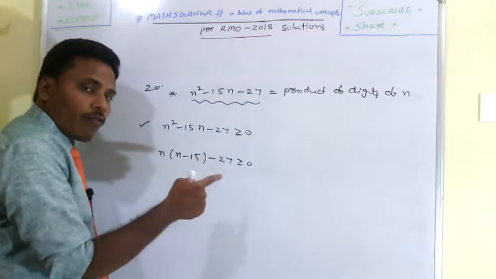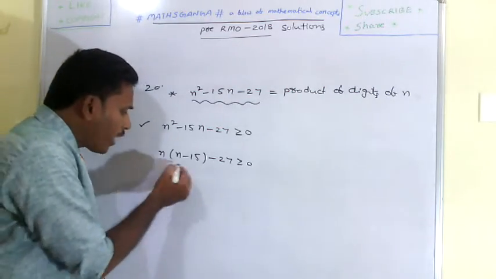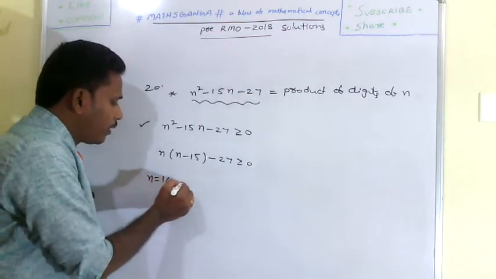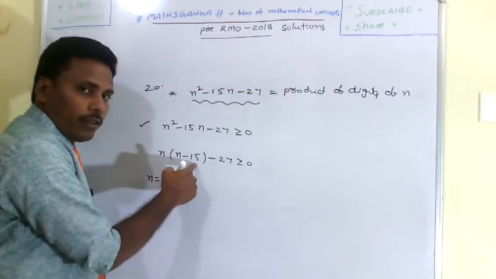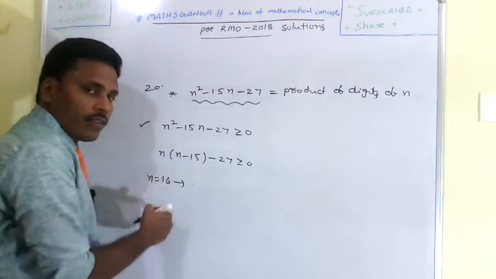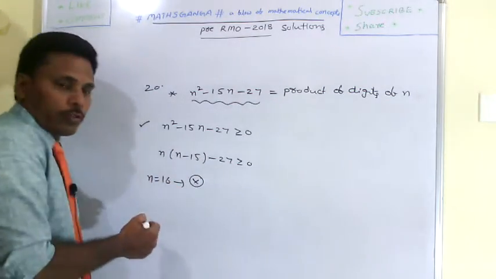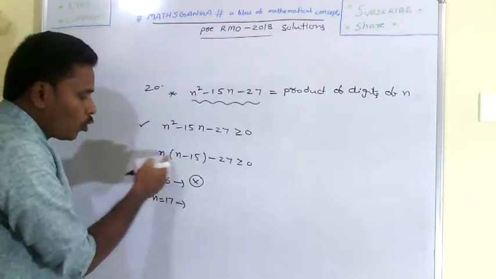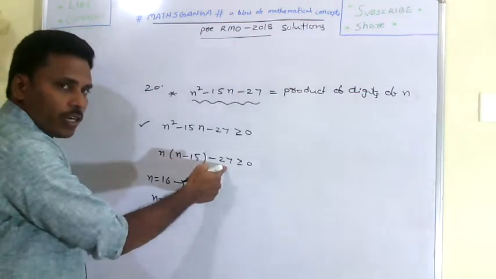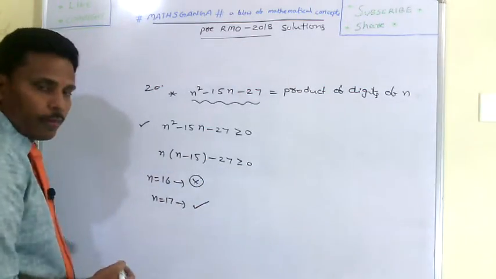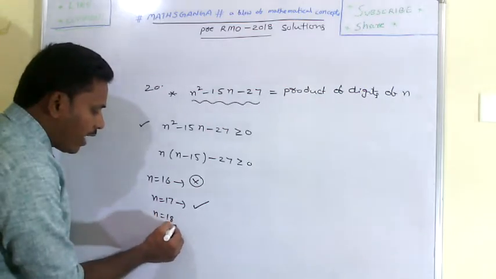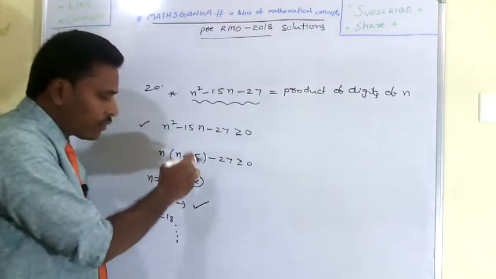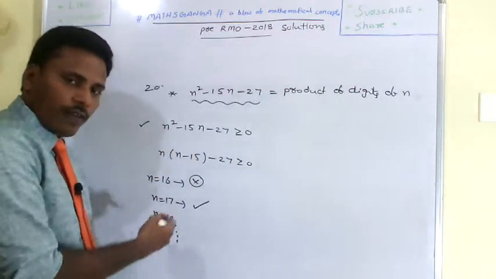So check from 16 onwards. If you take n equals 16, then 16 into 16 minus 15, that is 1, so 16 minus 27 is again negative, so 16 is also not possible. If you take 17, 17 minus 15 is 2, and 2 into 17 is 34, minus 27 is positive, so 17 is okay. From there onwards you will get any value in the place of n. Up to 15 is not possible, and I checked 16 separately. After that everything is possible.